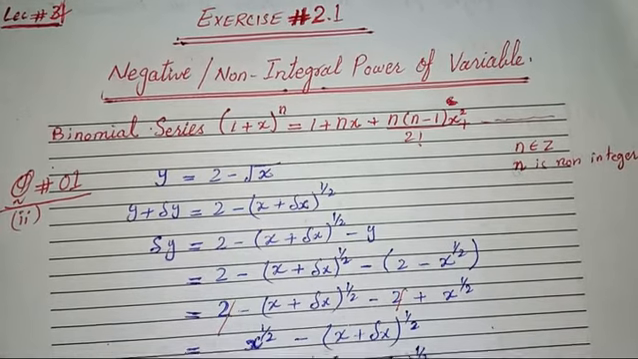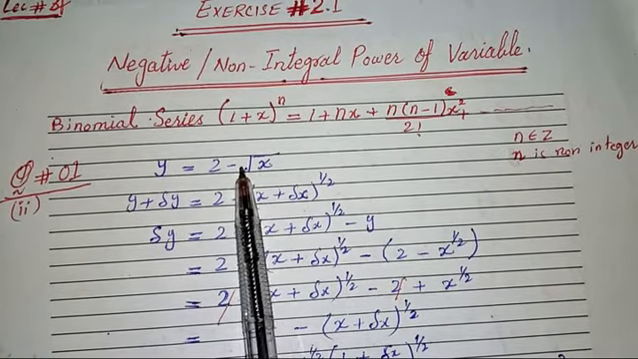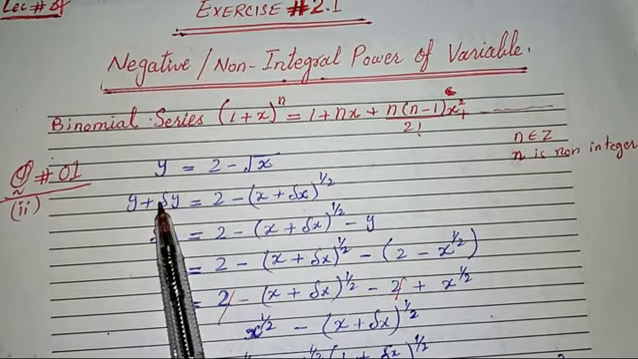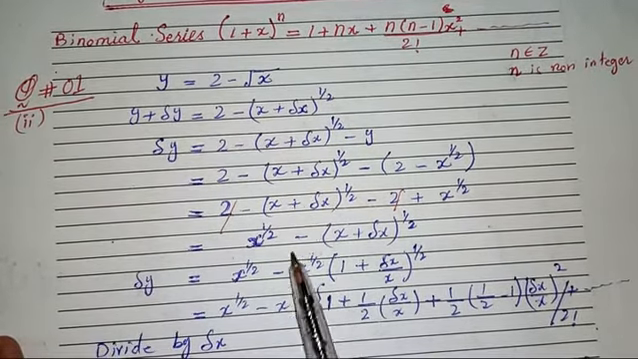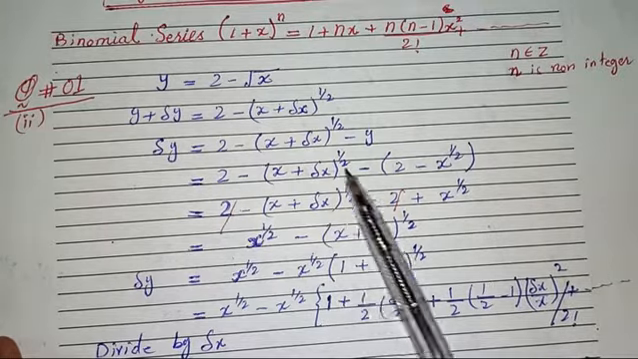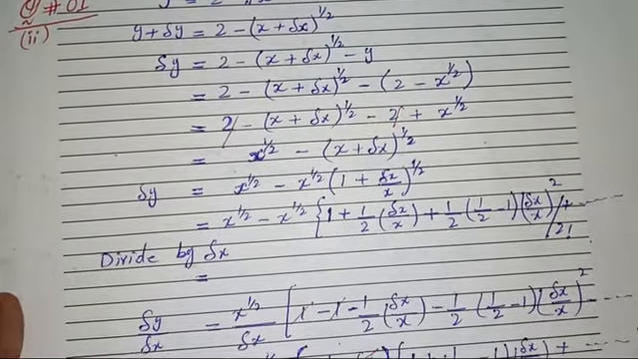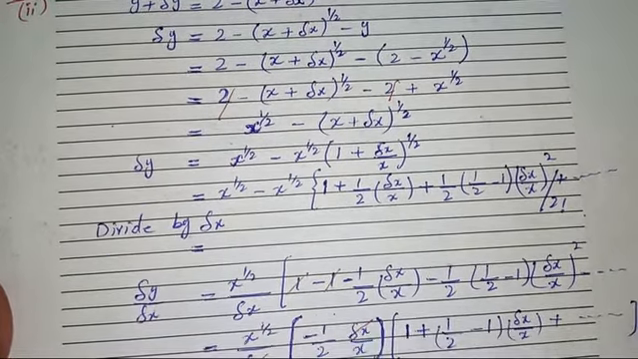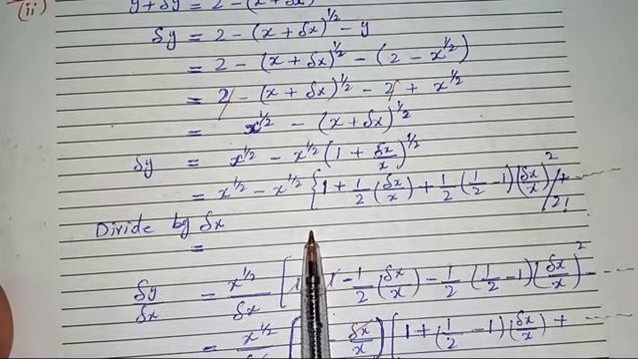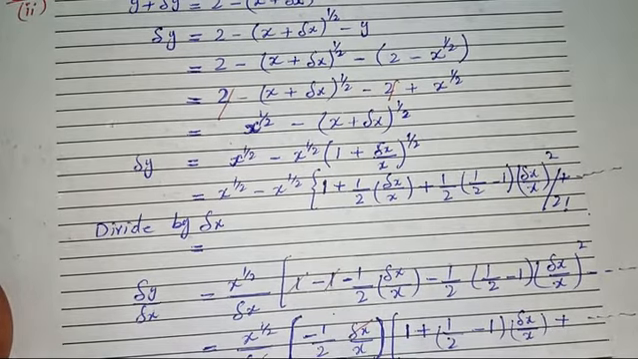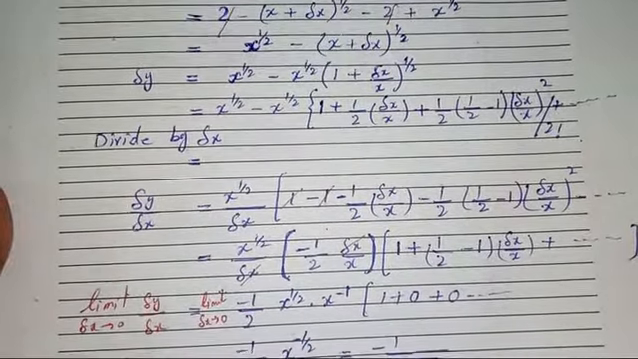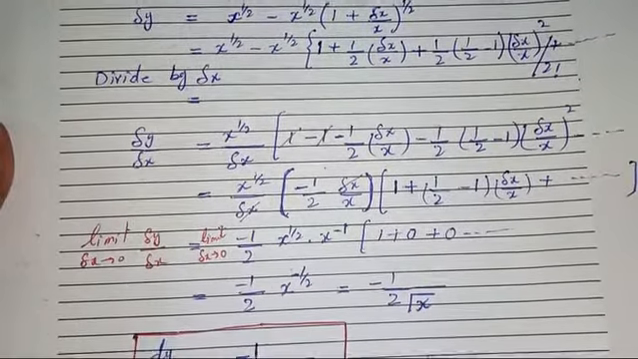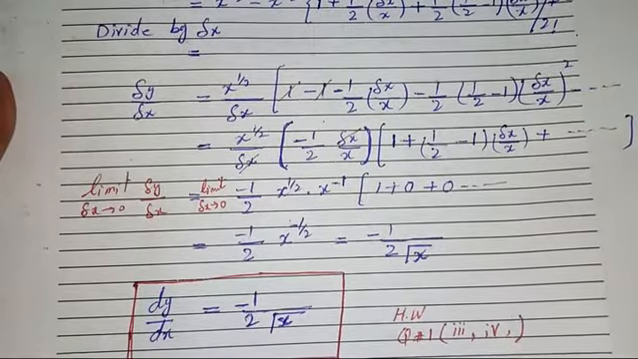Where you will use it: first of all, write the given function equal to y, secondly add delta function on both sides, and after simplification, by following these steps, divide by delta x on both sides, and now here apply binomial series. By following these steps you can finally calculate your derivative by applying the limit delta x tends to 0.